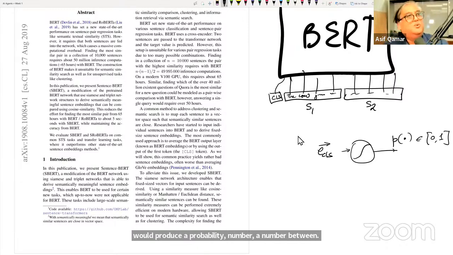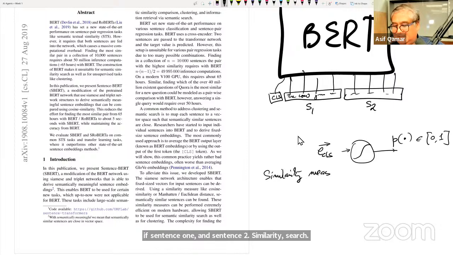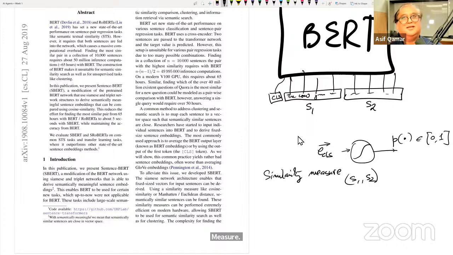And what you would do is you would train this so that, given sentence 1 and sentence 2, a similarity measure, S1 and S2, how similar they are, right? If they are highly similar, the probability would be high. If they are not similar, the probability would be low. So it would become degrees of similarity. That probability would reflect degrees of similarity between sentence 1 and sentence 2.